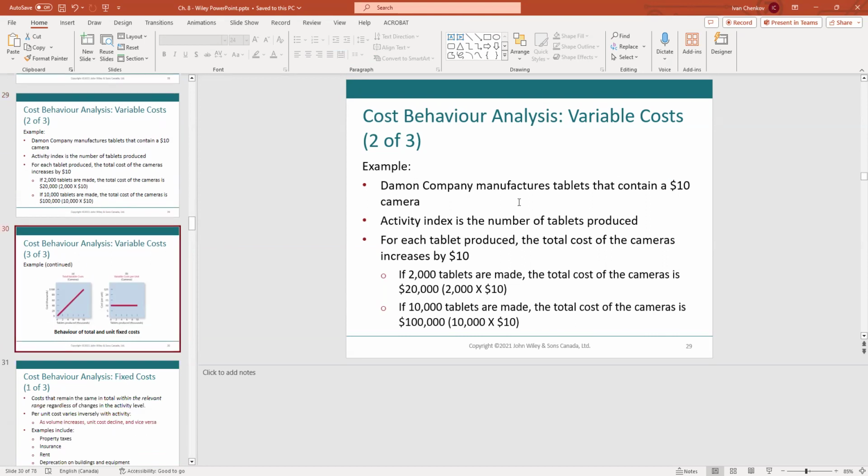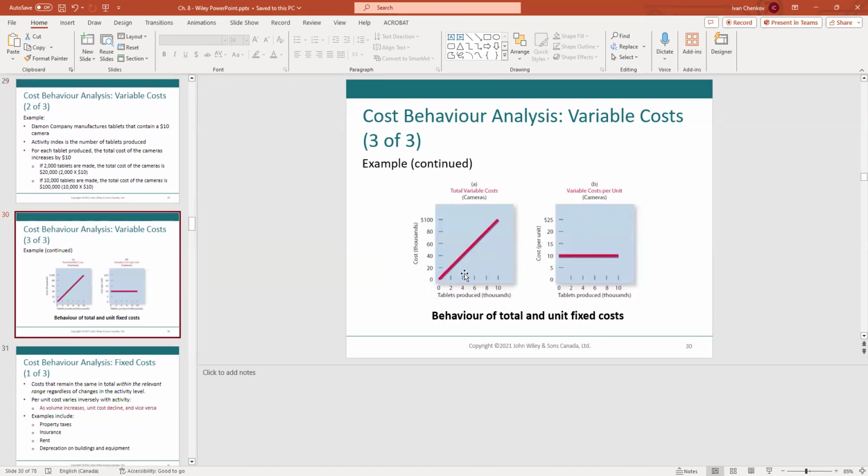So that's the beauty of the variable cost. It starts from zero and goes up based on the level of activity. The more you buy, the more you pay. The less you buy, the less you pay. Not buying, not paying. But cost per unit always stays the same.